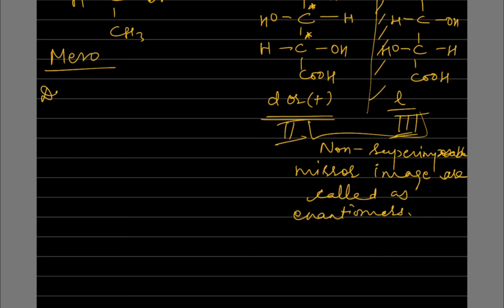Now what are diastereomers? What are enantiomers? Enantiomers are the non-superimposable mirror images of a compound. One of them is dextrorotatory and the other will be levorotatory. Now what are diastereomers? Diastereomers are not the optical isomers of each other.